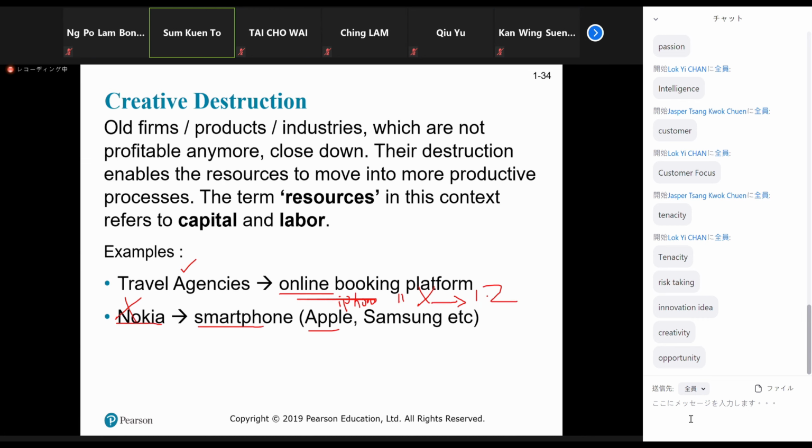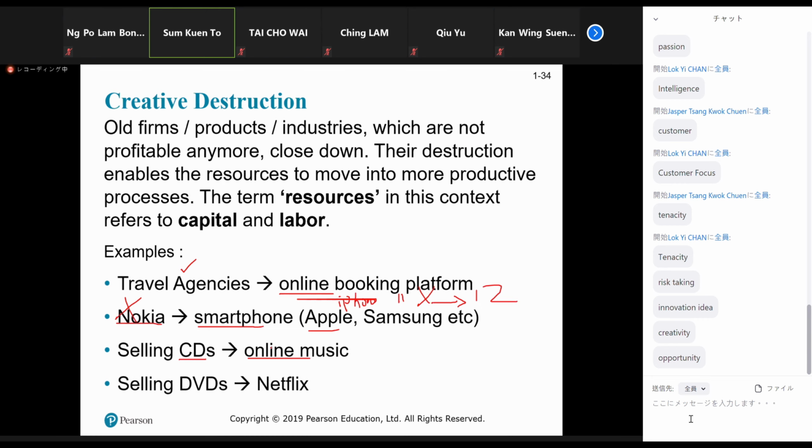At home, you may still have a lot of CDs, but nowadays people don't carry a CD machine. They listen online. You may have a lot of DVDs at home. Nowadays, people go to Netflix. You can see this is an example of creative destruction, right? Because entrepreneurs have so many innovative ideas, online technological advancement, all right?